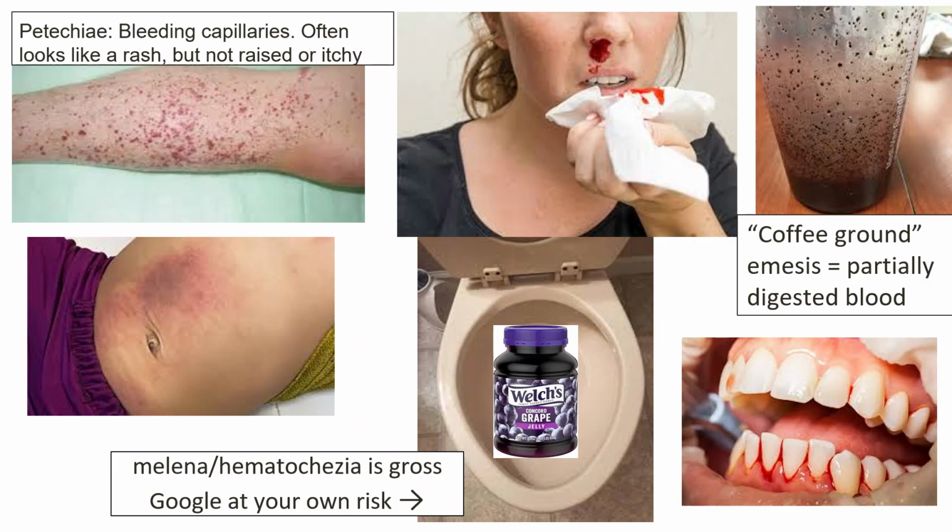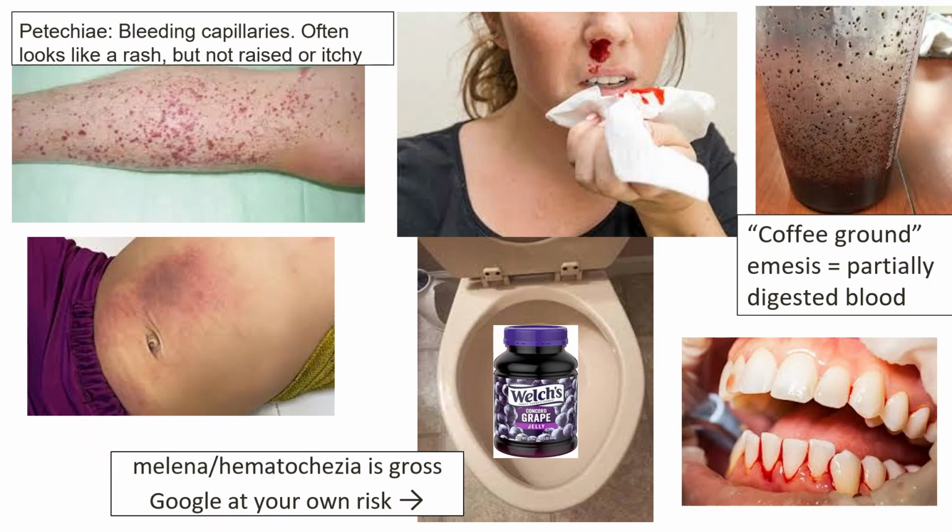Here on these slides actually shows an assessment of how we would determine if our patient was bleeding or not. The first, top left corner, is called petechiae, which is bleeding of the capillaries. It looks like a rash. It's very pinpoint pricks. It's not raised or itchy. It usually comes sometimes after you've taken a blood pressure.